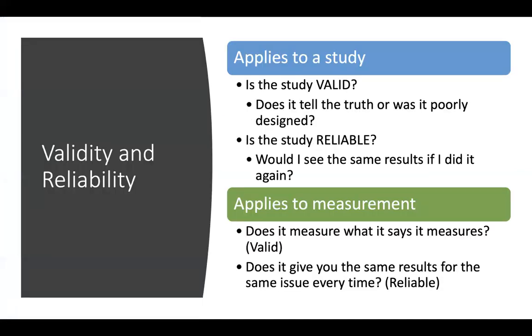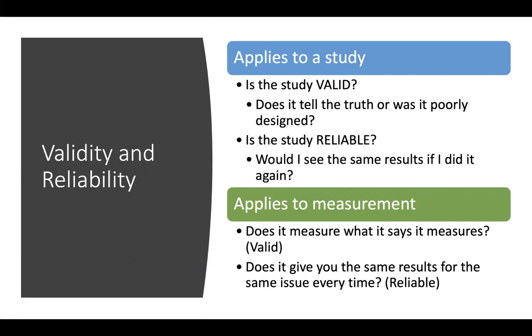Validity and reliability. This applies to both a study and to measurement. So when we look at internal validity, we want to look at the study. Does it tell the truth, or was it poorly designed? Were the things that were manipulated the things that actually changed the result, or were there other things that might have also changed the result? When you want to look at study reliability, really what you're looking at is replicating the study to see if you get the same results as the first study.